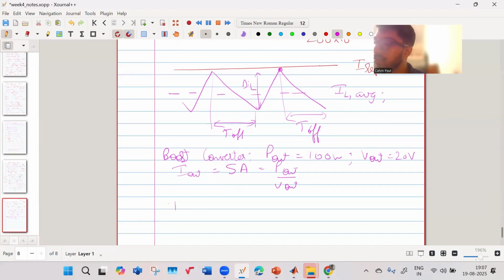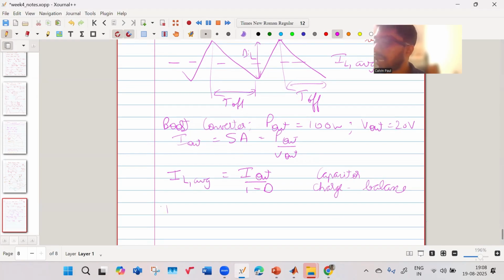Now, in a boost converter, your IL average is equal to I out upon 1 minus D. This comes from output capacitor charge balance. So what is your IL average in this case then? IL average is equal to 5 upon 1 minus 0.4. So how much is that? 8.33.